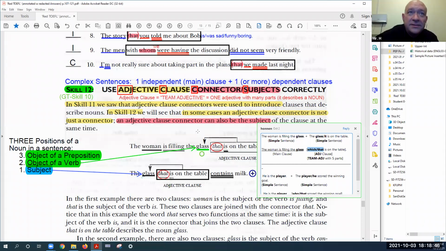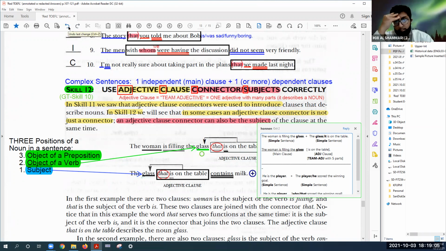You see that? Can I remove this connector? Look at this. Can I remove this connector, gentlemen? No, we can't. Why not? We need a subject. We will miss the subject. Exactly. You see, if you remove this connector, we have a problem.